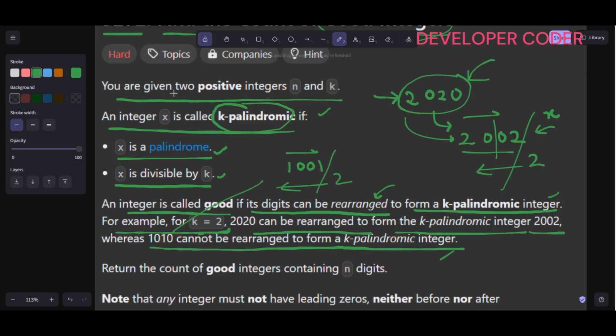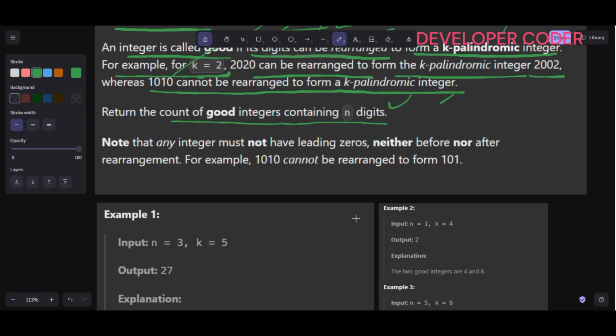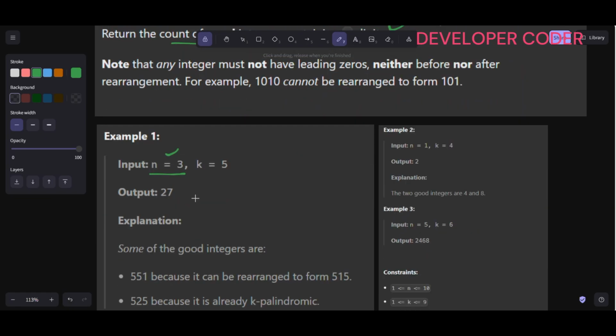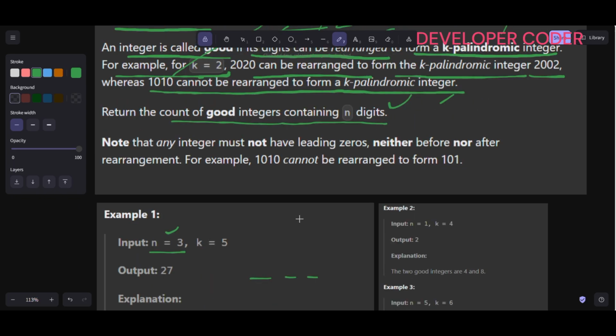Clear until here? Now we have to return the count of good integers containing n digits. The n value is given to us, like here n is equal to 3. That simply means we have to find the integers having size 3, and these digits, when we rearrange them, should be k-palindromic. We have to find such good integers. We will see the example.